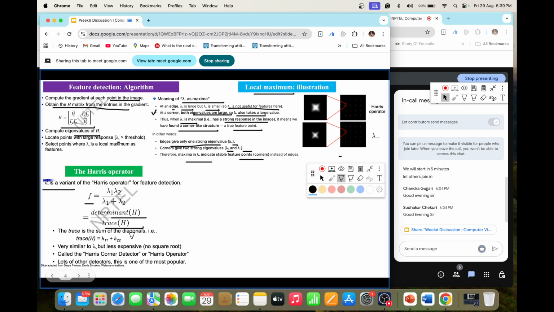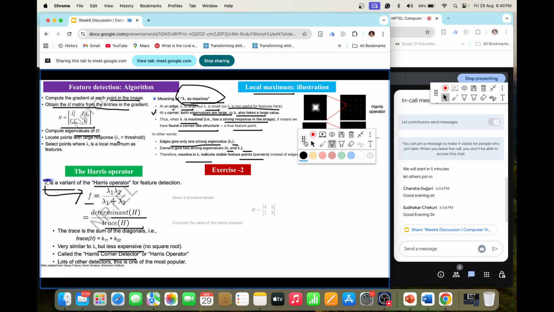This H, I will show you how to calculate. It is very similar to lambda minus but less expensive, called the Harris corner detector or Harris operator. There are lots of other detectors, but this one is the most popular. Lambda minus is the most important eigenvalue to get the corner feature. That is why lambda minus is also given by a different operator known as the Harris operator. This f is nothing but the Harris operator, that is lambda 1 into lambda 2 by lambda 1 plus lambda 2.